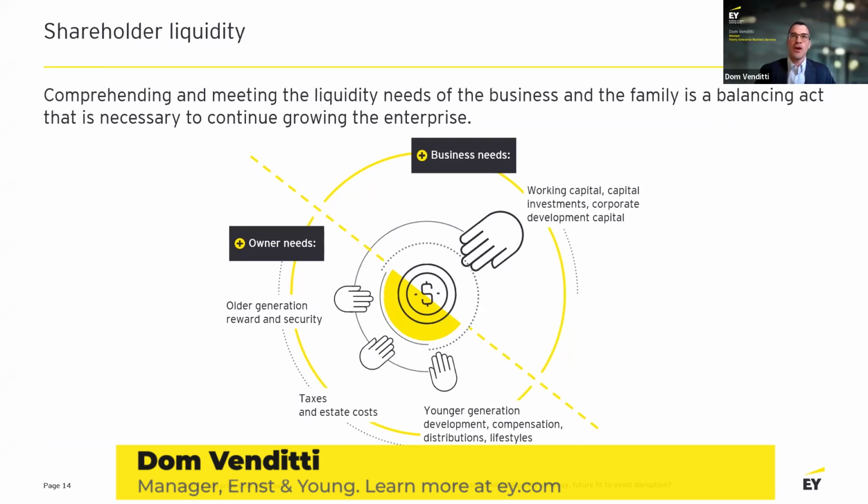On the flip side are the owner needs. When we think about the different generations, we have older generations that may be seeking reward and security or increasing needs for redemptions as they think about transitioning ownership. On the younger side, we have the younger generation, their development, potentially education, lifestyle, housing needs, those types of items. And then in between, there are taxes and estate costs that need to be funded, likely with business capital.